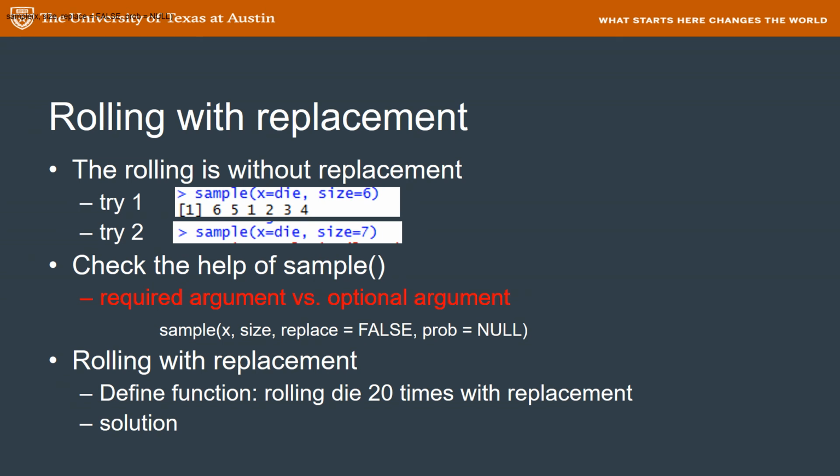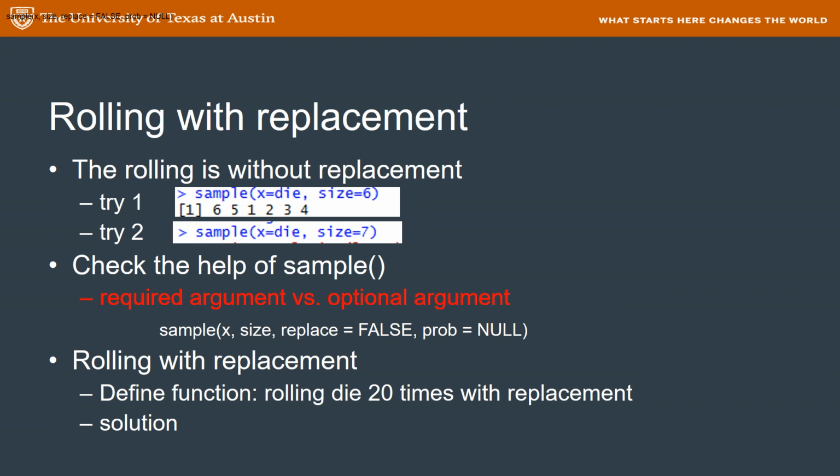So this rolling actually is a rolling without replacement. So what is replacement? Replacement is when you're rolling a die, you get a number and you put the number back, so that every time you roll, you always have 6 digits in hand. But the default setting for the sample function is without replacement.